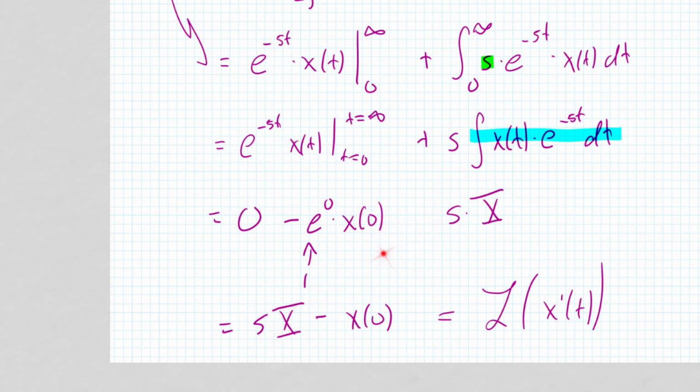So what do I get when I simplify all this stuff? Remember, there's a plus right there. I get s times capital X minus x of 0. And that's the Laplace transform of x prime. Coming up next, Laplace transform of x double prime.